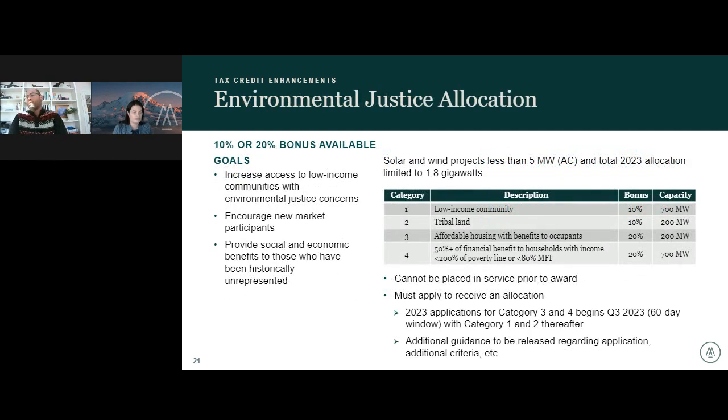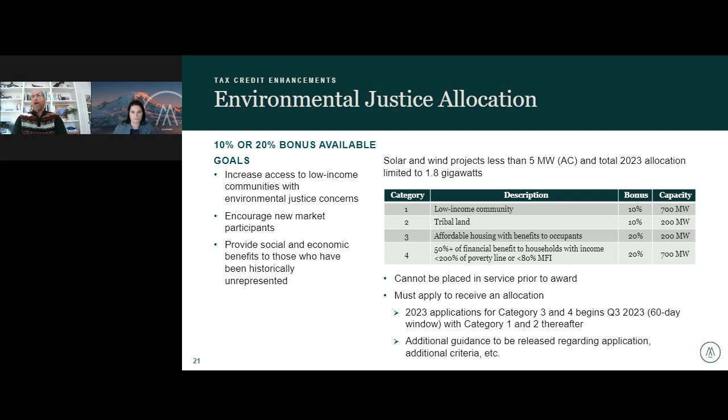The next enhancements are the ones we talked about earlier. I mentioned that the environmental justice allocation is an enhancement that you don't get as of right. If you are located within an energy community, you can get the bonus. If you meet the requirements for PWA and domestic content, you get the bonus. The environmental justice allocation is the one you actually have to apply for. There's 1.8 gigawatts of allocation authority issued every year, and it qualifies for either a 10% or 20% bonus, depending on which one you apply for.